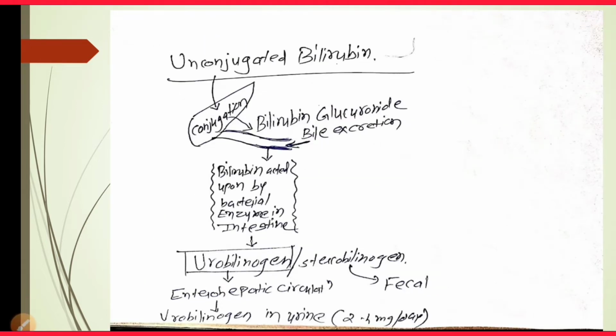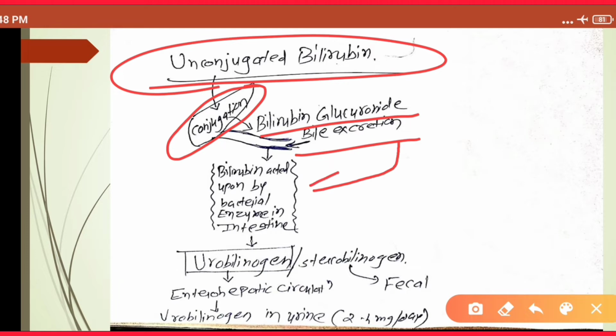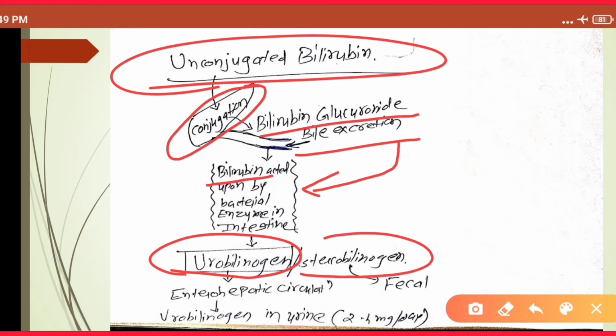Okay, now what happens to that unconjugated bilirubin? Guys, it will get conjugated in the liver, right? After the conjugation, it will get converted into bilirubin glucuronide. It will be excreted in the bile, and finally through the bile duct and gallbladder, it will go into the intestine. In the intestine, bacterial enzymes will act upon the bilirubin glucuronide and convert it into urobilinogen. So it will get converted into urobilinogen and stercobilinogen.